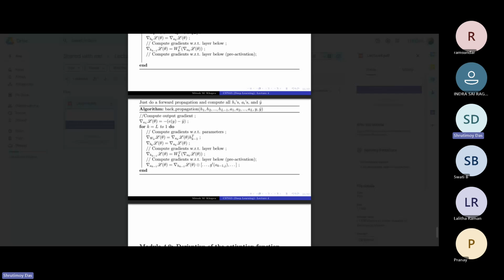Actually, I think the dimension of the output will not come here anyway, because somewhere it will come with respect to the parameters of the layer below. I think the number of classes does not matter here, because the dimension of the loss will take care of it. Yeah.